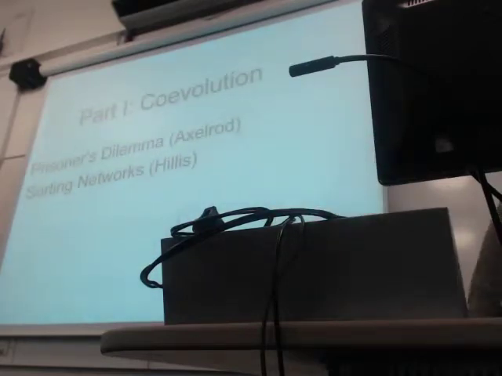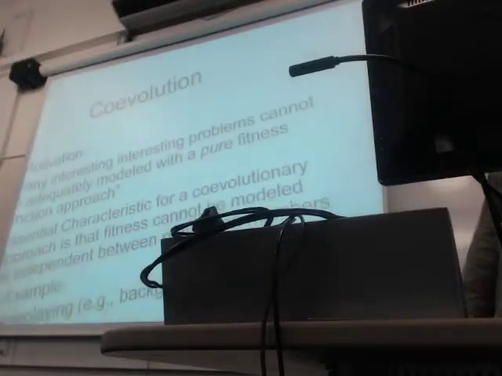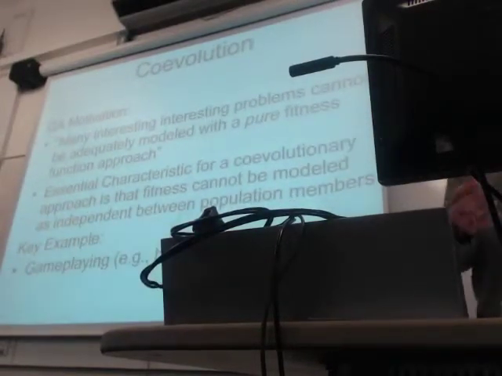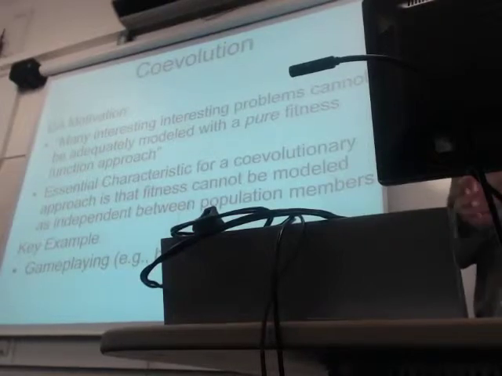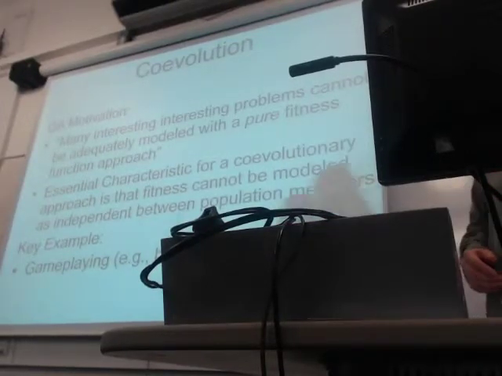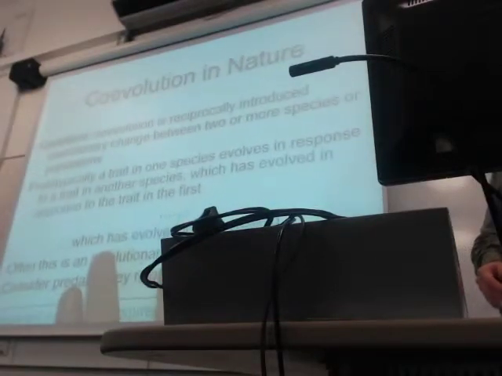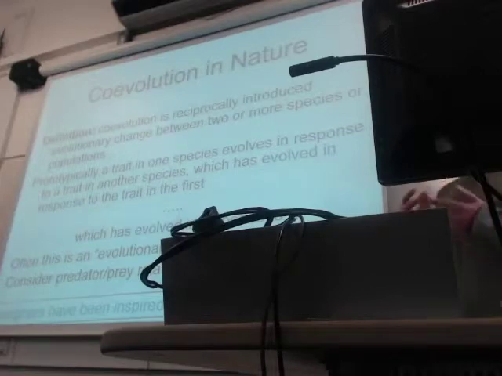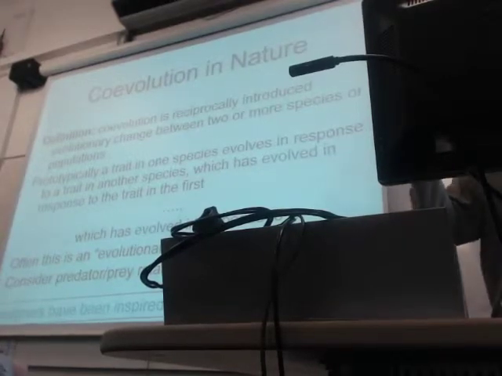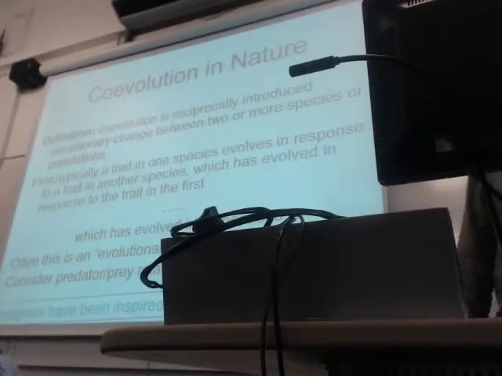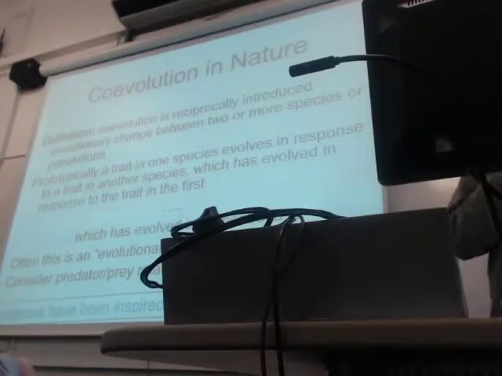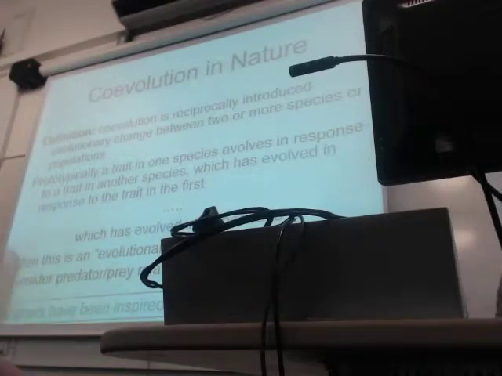Okay, prisoner's dilemma, coevolution. Coevolution is interacting, revealing problems, for instance, where there's not a pure fitness function and things interact. A typical model there might be game playing. A typical example in nature, an easy one to imagine, is a predator-prey relationship, where first the predator evolves some trait which makes it harder for the prey to escape. For the prey to escape, it has to fight back against that trait and so forth. So there's some form of evolutionary arms race.